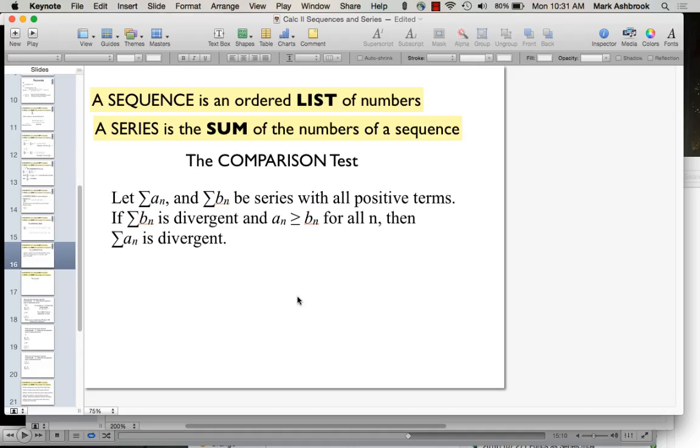Okay? So what I was going to have you do, but we're out of time, is write the convergent version of this. What's the convergent version of the comparison test? Okay, so the one you're analyzing, An, you have this other one, Bn, that's convergent, and all the terms of An are less than or equal to the terms of Bn. That would be the convergent version.